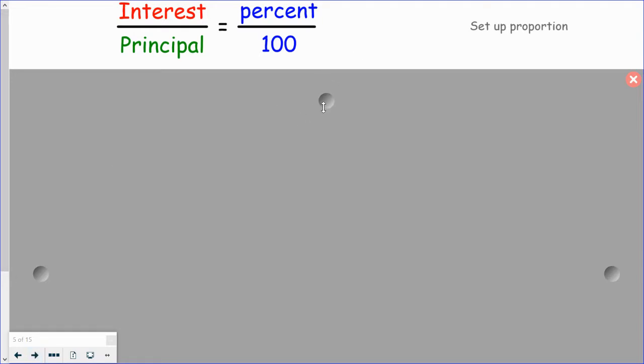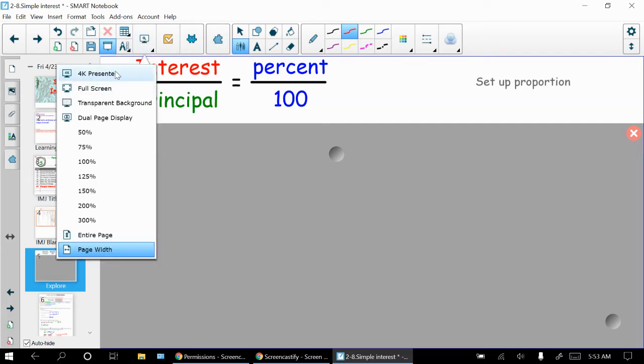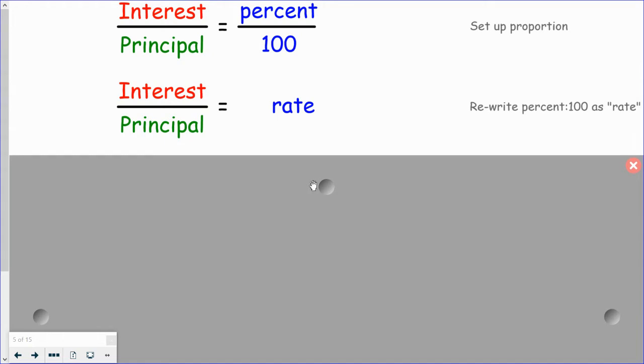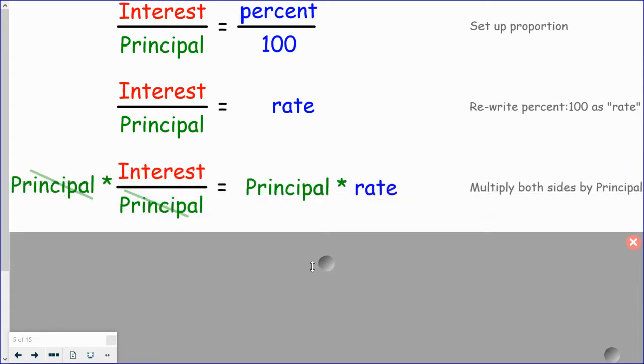So to set up, when we do our proportions, we normally have our percent always over 100 and then our part over our whole, right? So for this one, our percent over 100 is basically just our rate. And if I wanted to move my principal to the other side, I multiply both sides. So this is where we end up with interest equals principal times rate.